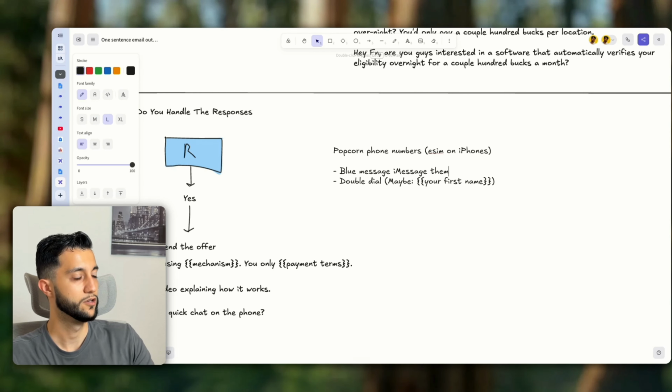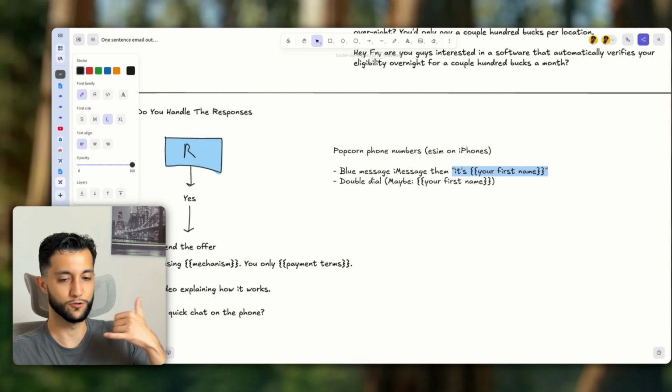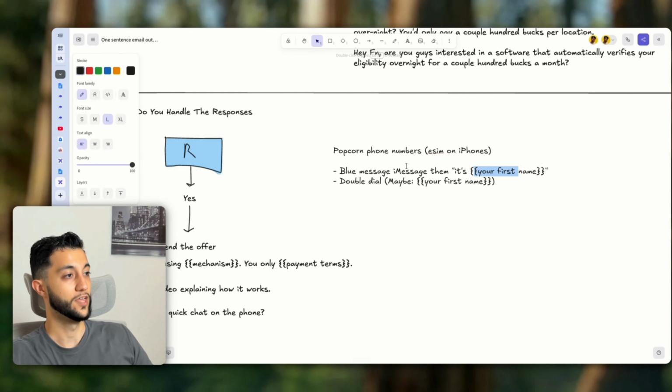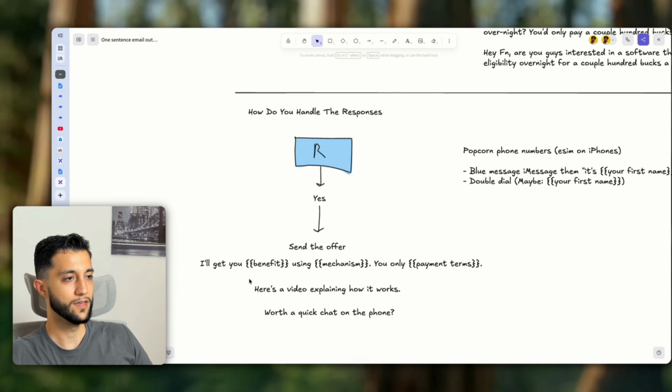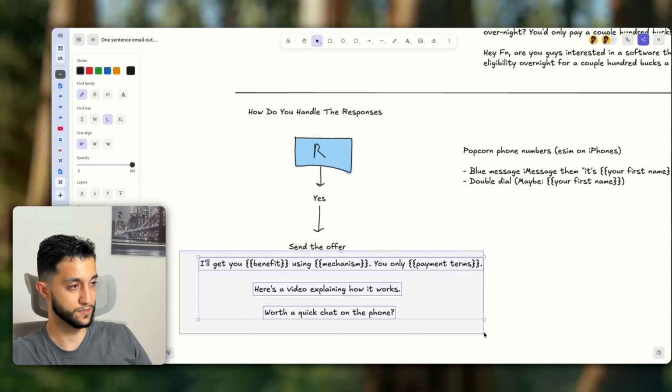Good question. You blue message them saying it's your first name. You message them exactly this, right? Because then if you call them up, their iPhone will tell them, well, maybe this is John, Leon, whatever, right? That's pretty cool. So you do this, and then you go ahead and you send this email out.